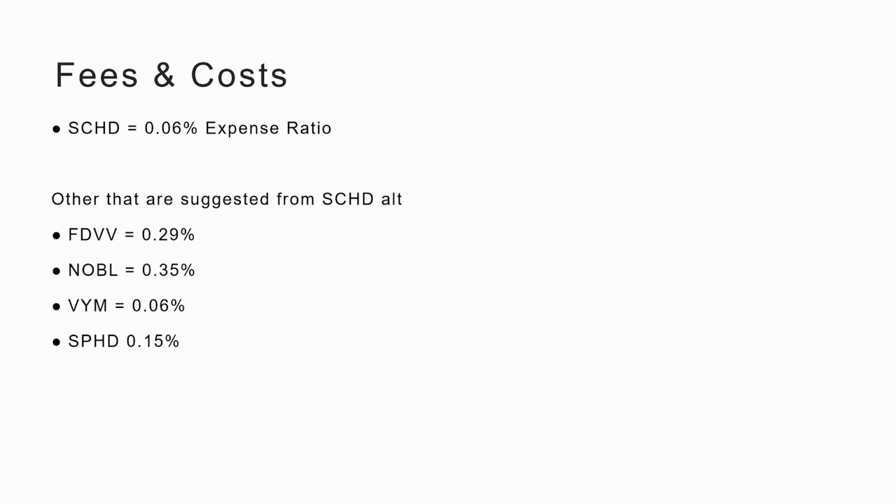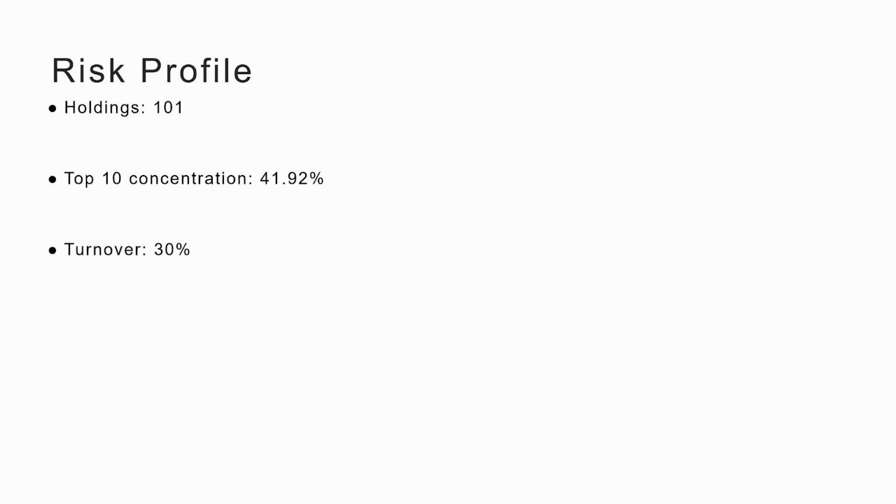But of course, you want to make sure that the fees and costs are low. And SCHD's expense ratio is 0.06%, one of the lowest in the industry. Now, of course, you've got others suggested, which are between 0.29%, 0.35%, and down to 0.06%. Over the decades, low fees compound into thousands saved. Now, SCHD keeps costs low because it's rules-based and fully replicated. No expensive management. Now, of course, they also have a risk profile.